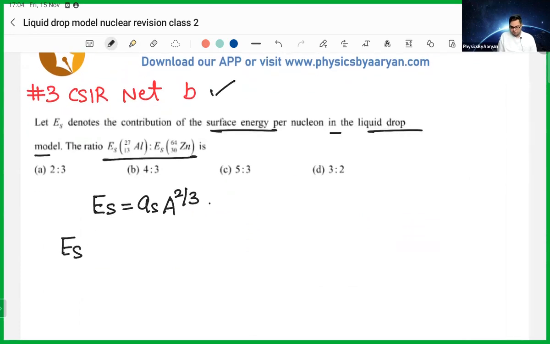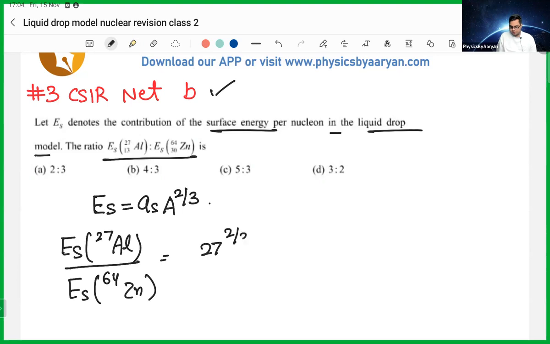So the ratio of 27 aluminium divided by the ratio of 64 zinc will be 27 to the power 2/3 divided by 64 to the power 2/3. So this will be 3 cube, 3 cube cancel, then you have to square, so this gets 9, and this is 4 cube, 4 cube cancel, and 4 square becomes 16.